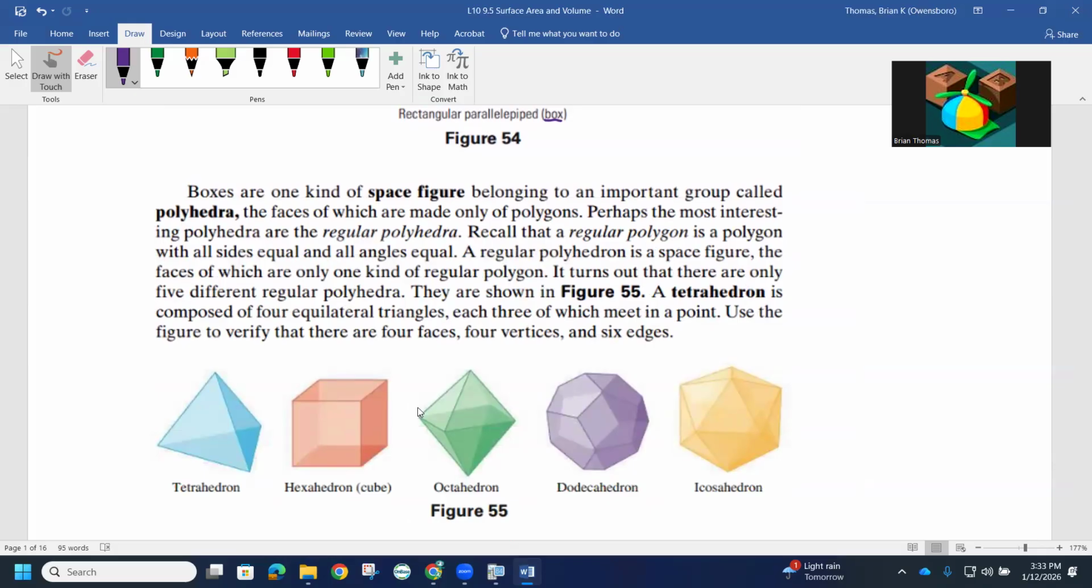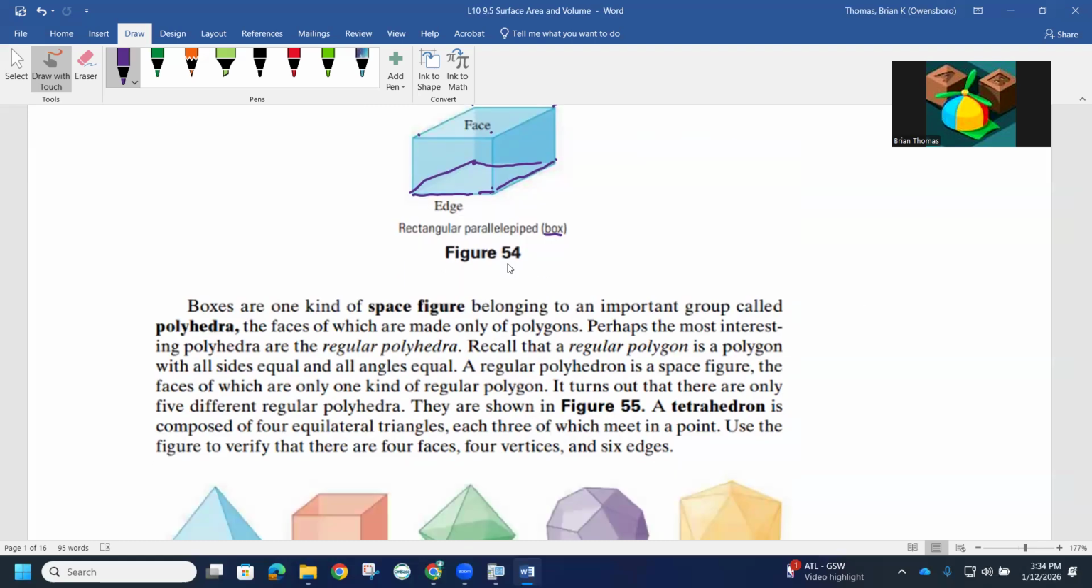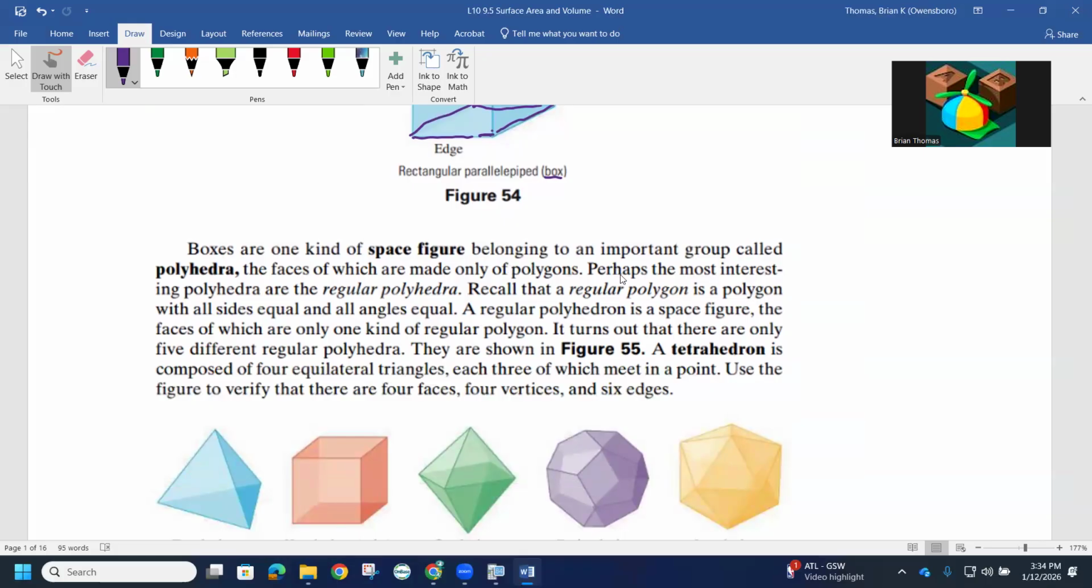So a box is one kind of space figure, but it belongs to an important group called polyhedra. A polyhedron has faces made up of polygons. So notice how in a box, these polygons look like they're all rectangles. Some interesting polyhedra are what's called the regular polyhedra. A regular polyhedron means all the sides are equal, all the angles are equal. So that means all the faces are equal.